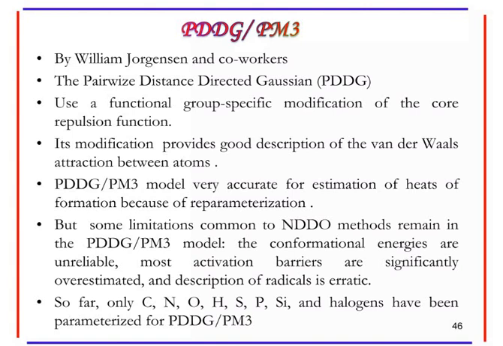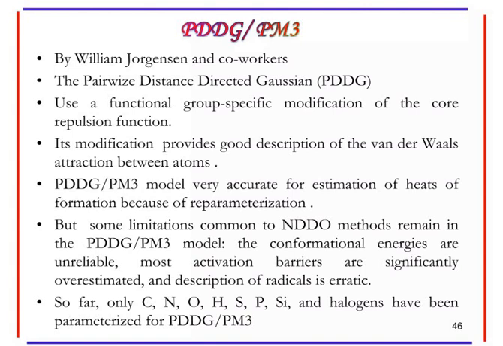Pairwise distance directed Gaussian. Use a functional group specific modification of the core repulsion function. Its modification provides a good description of the van der Waals attraction between atoms. PDDG PM3 models are very accurate for the estimation of heat of formation because of reparameterization. But some limitations common to the NDDO method remain in the PDDG PM3 model.